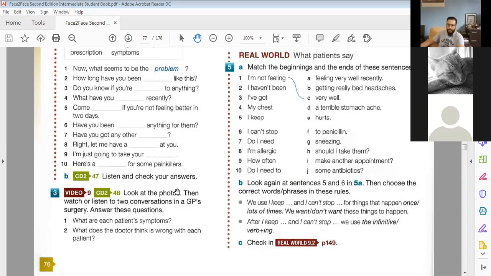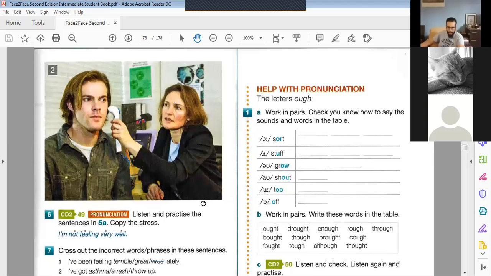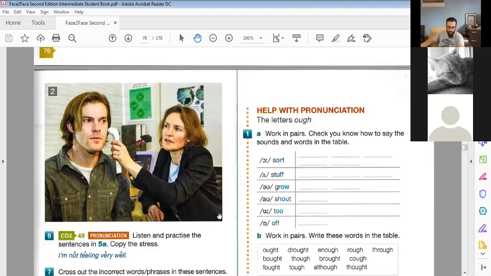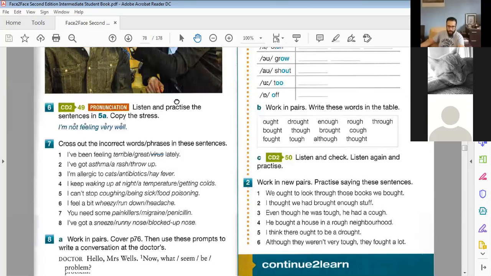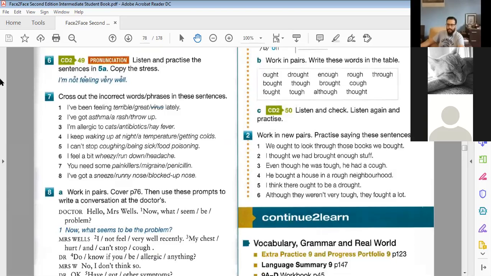Okay, let's move on. Let's check number 6. We might have another conversation. I'm not feeling very well. We can skip this part because they just want us to read them again. But number 7 is more interesting. Here we need to match the words and phrases. No, it's not match, it's cross out. Two of them are correct, but one is incorrect. So it's find the odd one out. We need to cross it out.